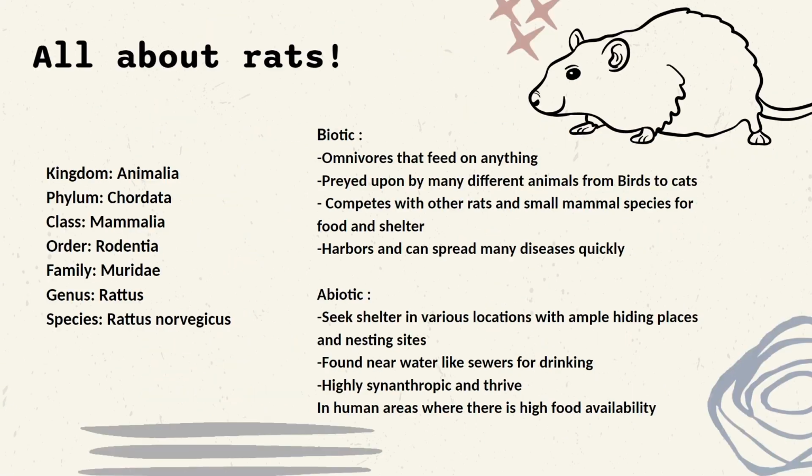Now switching over to rats, its classification includes kingdom Animalia, phylum Chordata, class Mammalia, order Rodentia, family Muridae, genus Rattus, and species Rattus norvegicus, which is what we're talking about.